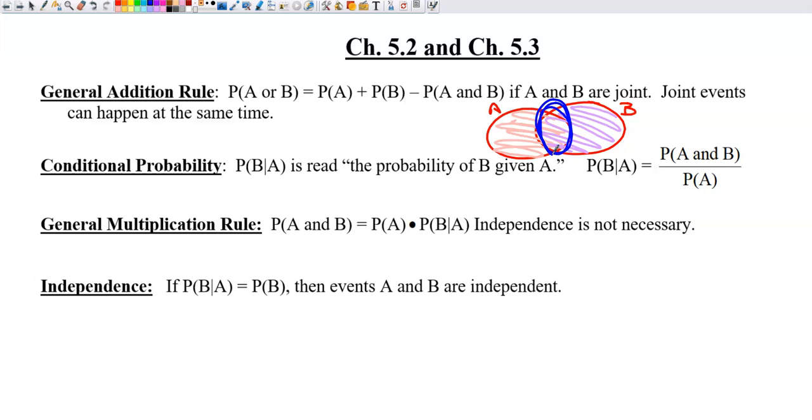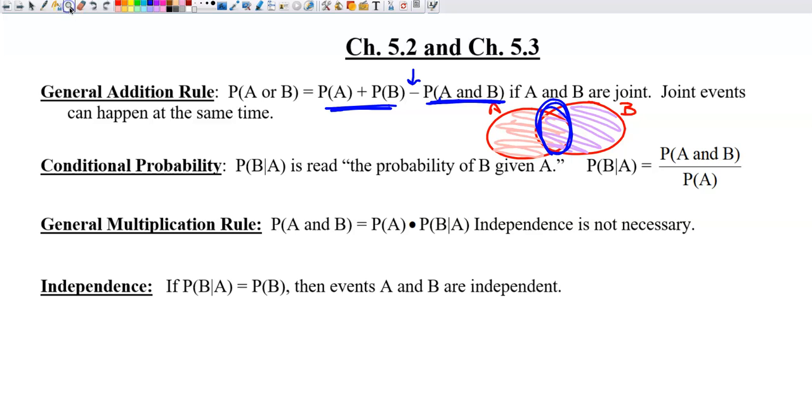And we want that to be part of our answer if it's A or B. But I don't want it counted twice, which is why we subtract. We include this minus the probability of A and B. I want it counted once, but the way I did it right here, I've counted it twice, and that's no good. So they just throw this on, and now I've got the general addition rule, and that does not require mutually exclusive or disjoint events.